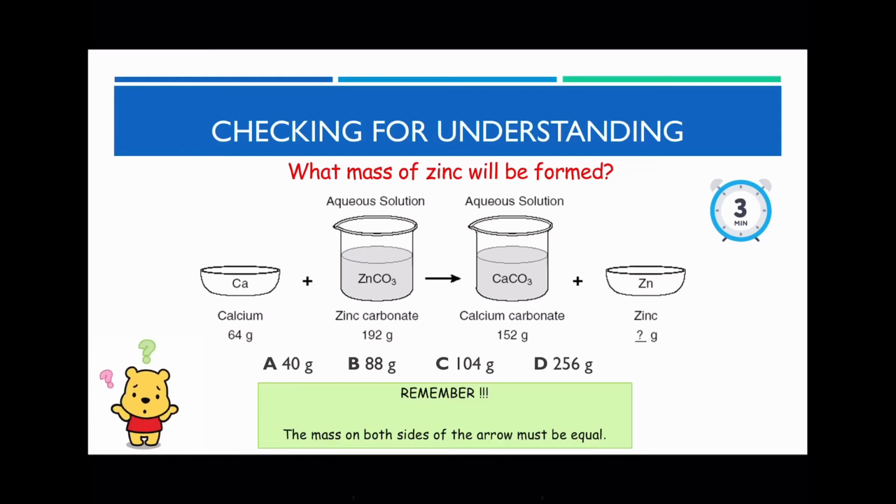So remember, the law of conservation of mass states that your starting amount should equal your final amount. This particular question wants you to find out the amount of zinc, given that you know the masses of the other reactants and products. So give yourself 3 minutes to see whether you can answer this question, and afterwards see whether your answer matches my answer.